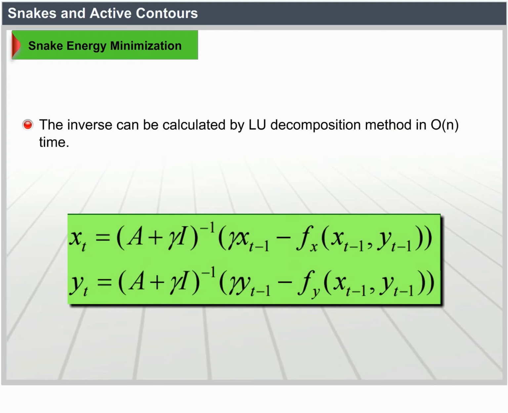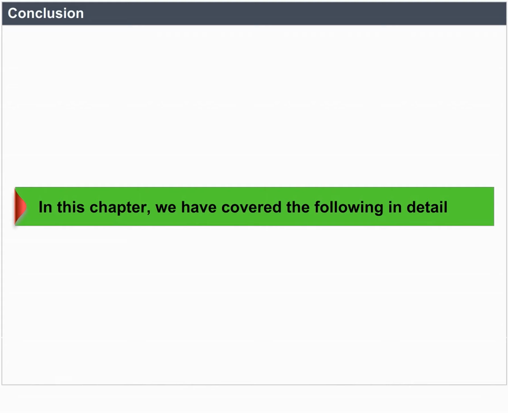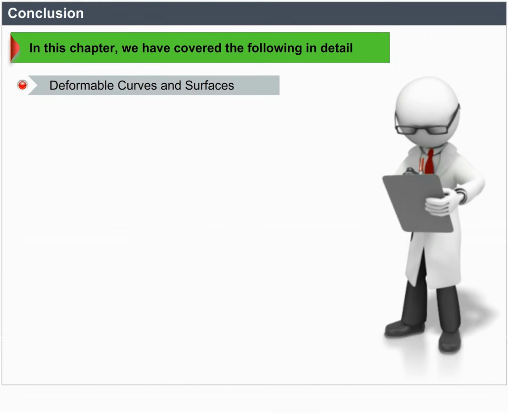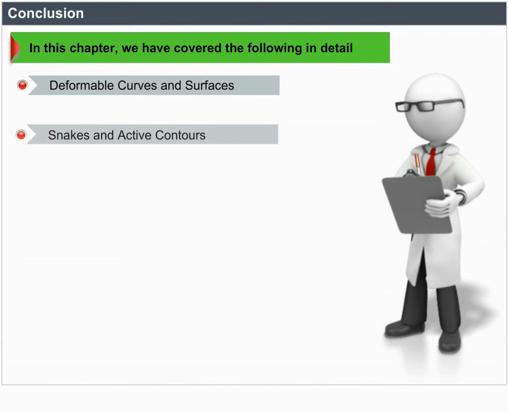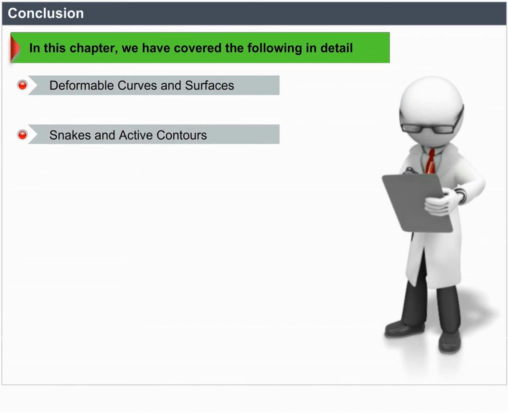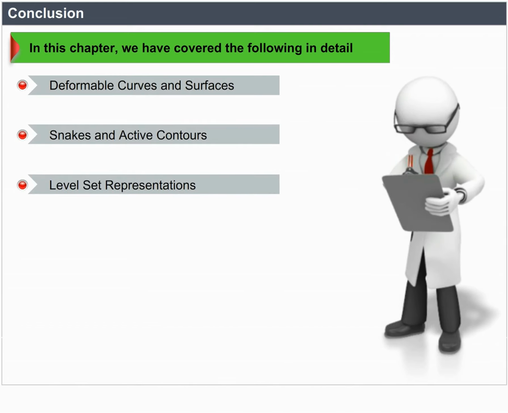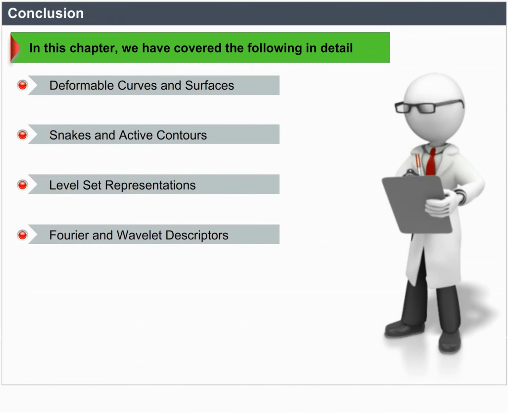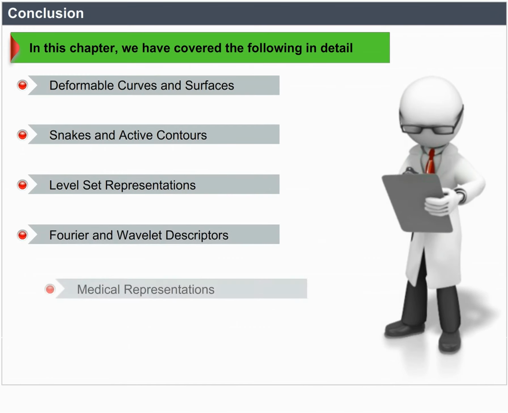Conclusion. In this chapter, we have covered the following in detail: deformable curves and surfaces, snakes and active contours, level set representations, Fourier and wavelet descriptors, medical representations, and multi-resolution analysis.